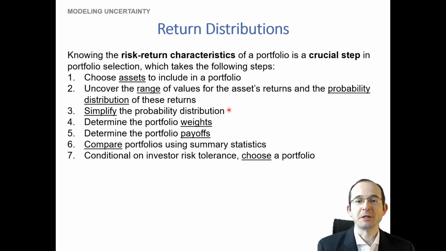Once we've done that, we can figure out what our portfolio weights might be, and given these weights and a simplified version of a probability distribution, we can then move on to calculate some portfolio payoffs. Once we have those, using the second part of this discussion, we can compare one portfolio to another in terms of its risk, return, and correlation or covariance. And given all that, once we know what our client or investor's risk tolerance is, we can make a portfolio recommendation. So you can see that a knowledge of these statistical concepts is really central to many of these steps. So let's actually get through them.